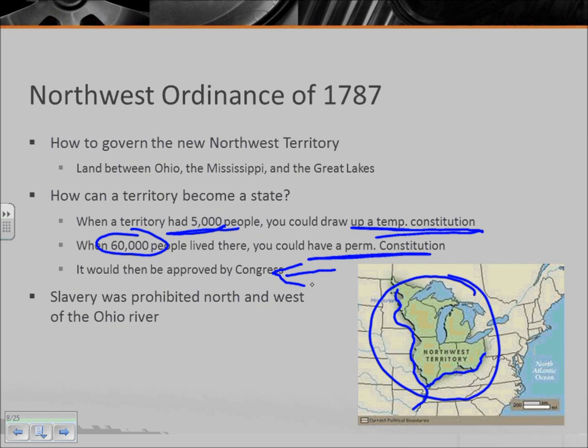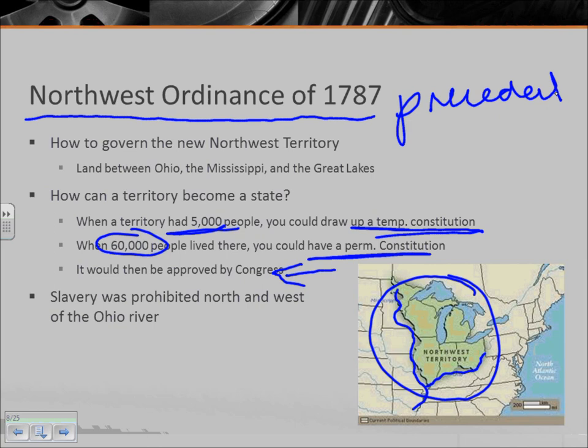All right. So essentially, the Northwest Ordinance of 1787 sets up a precedent for other territories to follow on how to become a state. And another important aspect of the Northwest Ordinance is that slavery was prohibited north and west of the Ohio River. So this is one of the first laws passed in the country to actually prohibit the institution of slavery in a given area.